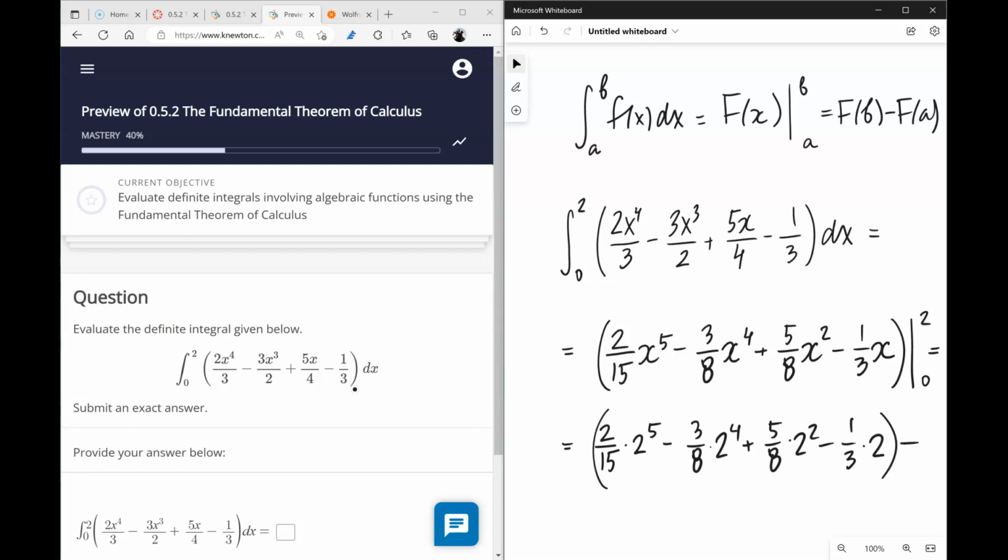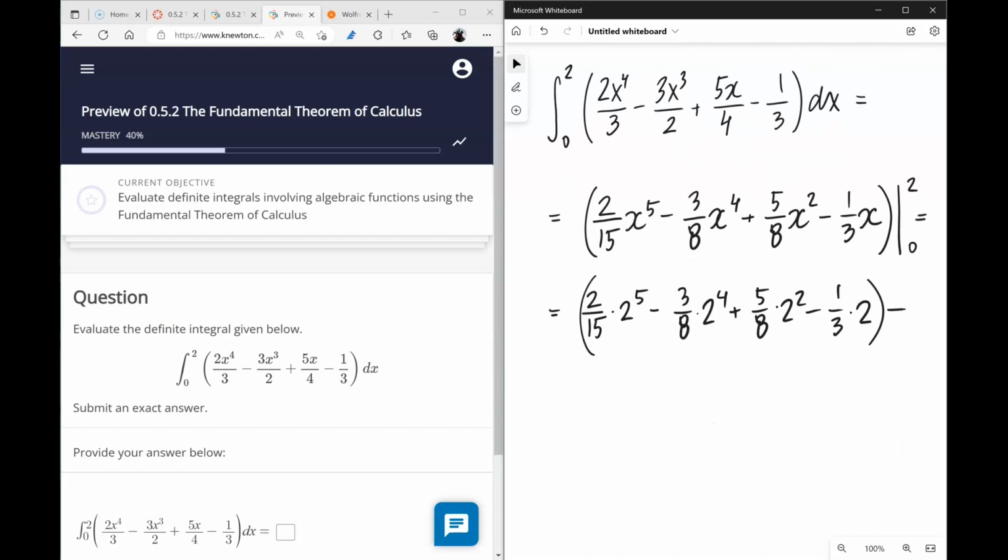And we're going to now subtract the same thing but evaluate it at 0. But notice how if we plug in 0, we get 0. So the final answer is 2 to the power 6, 64 over 15, minus 2 to the power 4, 16, so over 8 is 2. We have 5 halves minus 2/3.